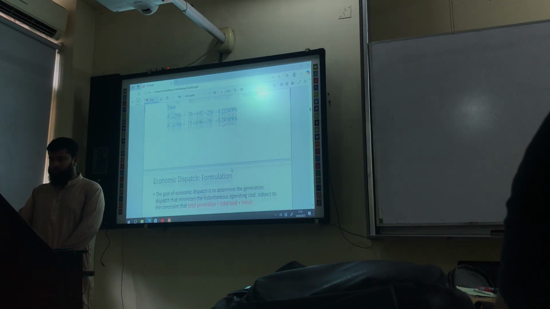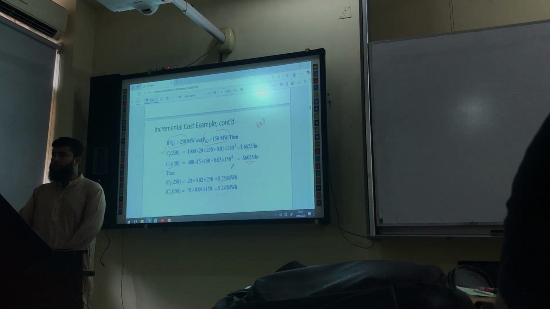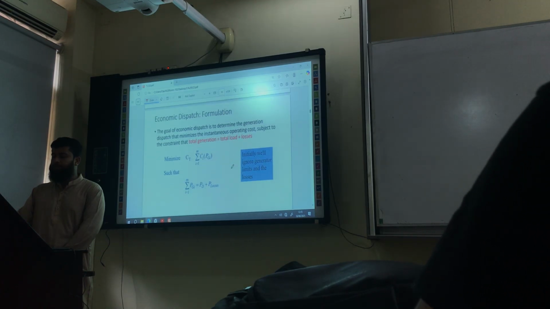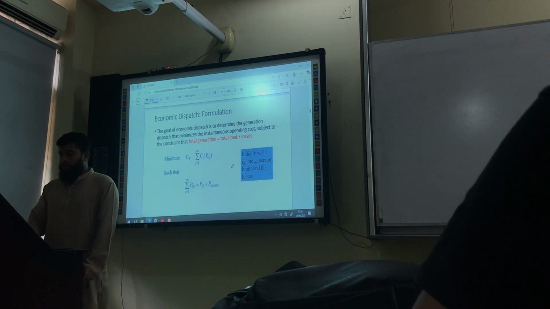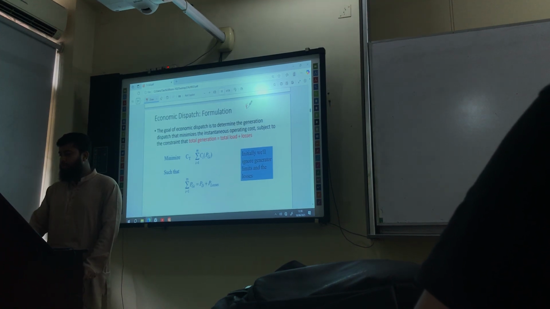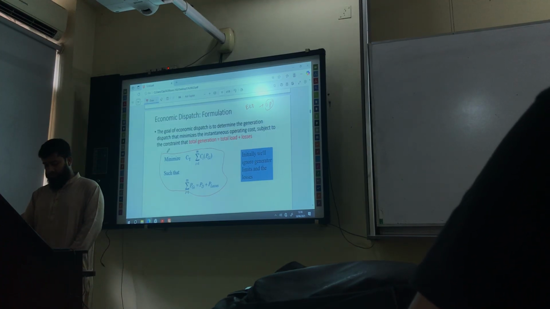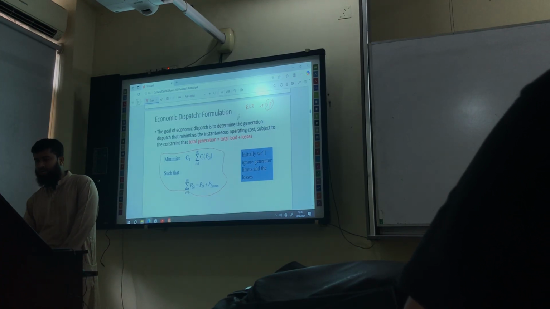Now, up to now we have discussed the formulation of fuel cost and incremental cost. Now let's formulate the economic dispatch, the overall ELD problem. Okay. Obviously, this ELD is an optimization problem, so any kind of optimization problem is represented in this manner. Okay. There are two steps that I have already discussed in the first slide.